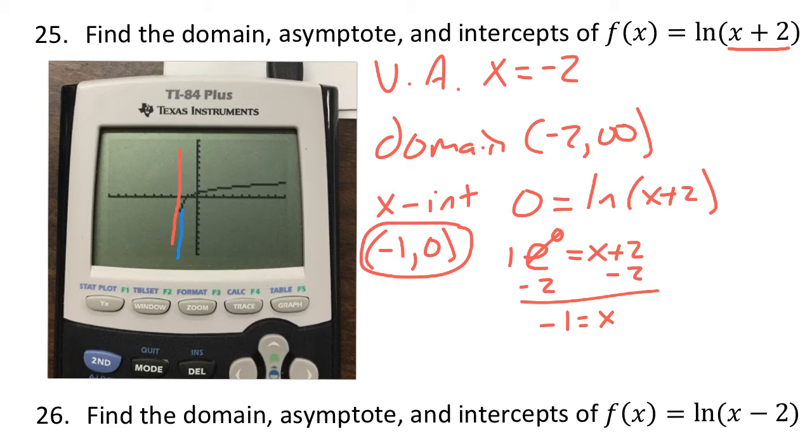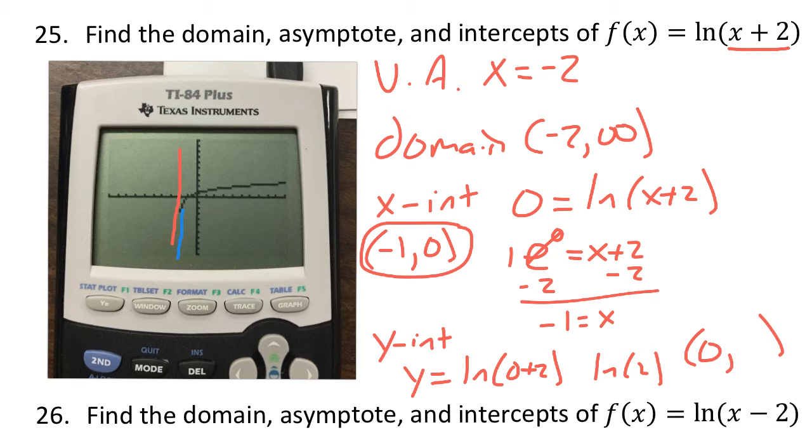Now the y-intercept, as we've done since day 1 of pre-calc, is let x be 0. So this would read something like y equals, or f of x equals, the natural log of 0 plus 2, or it'd just simply be the natural log of 2, which is 0.693. So the y-intercept is 0, 0.693.